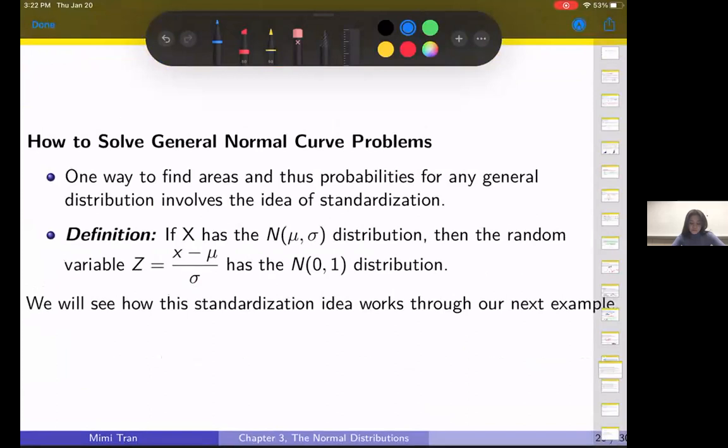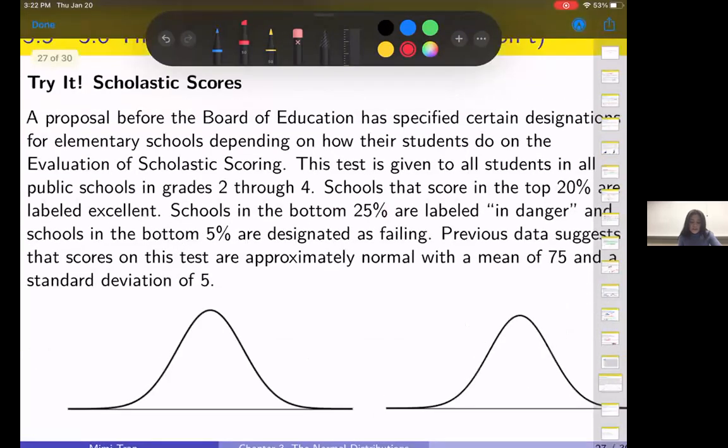So how do you tackle solving general normal curve probability problems? One way is to find the areas, and thus the probability, for any general distribution involving the idea of standardization. What they mean by standardization is they want you to use this formula. If I give you the mean and standard deviation, from that you can use the standardization formula to get the z-score, and then look it up on the z-table or a calculator to find the probability under the curve. Okay, let's try this one.